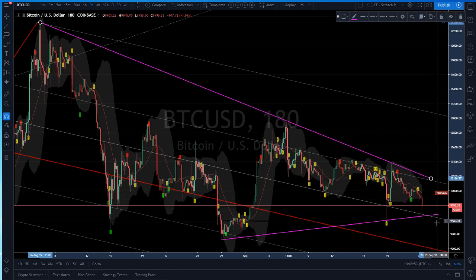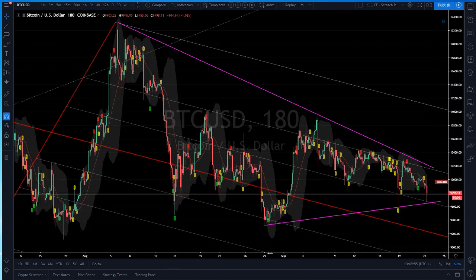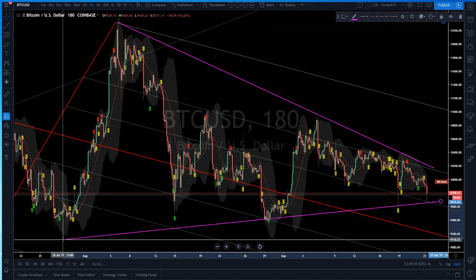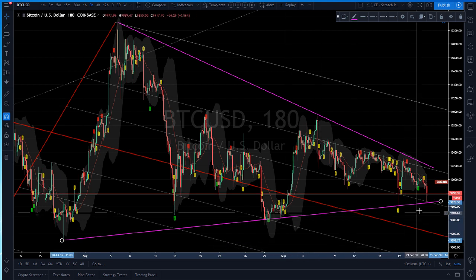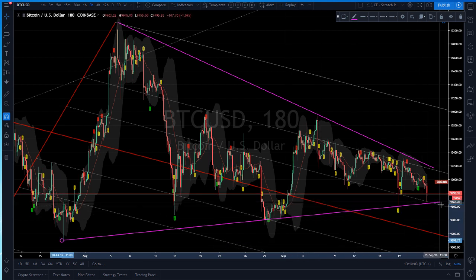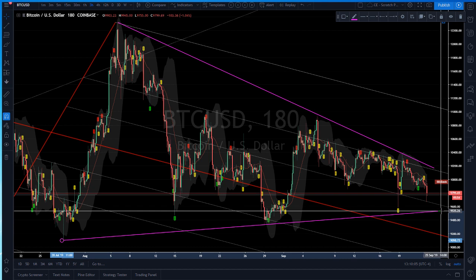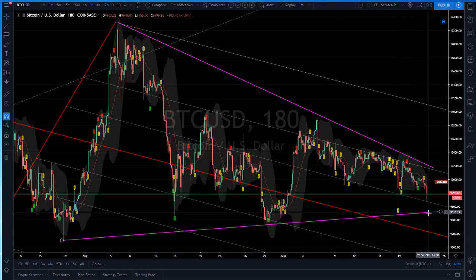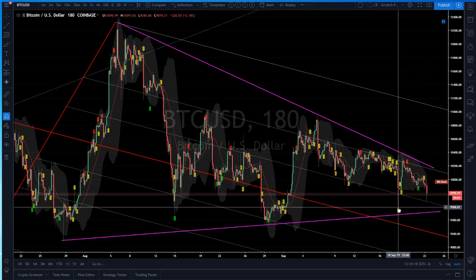We're getting very close to decision time, and actually I can probably extend this potentially all the way out to here, to where we maybe haven't tested this bottom trend line again. So potentially this could be what we're looking at. We may still come down here to about 9,500, which is what I was talking about last week. Last week we were talking about 9,500.